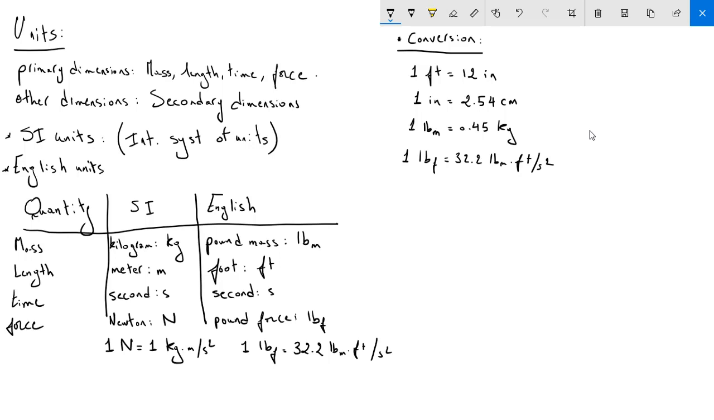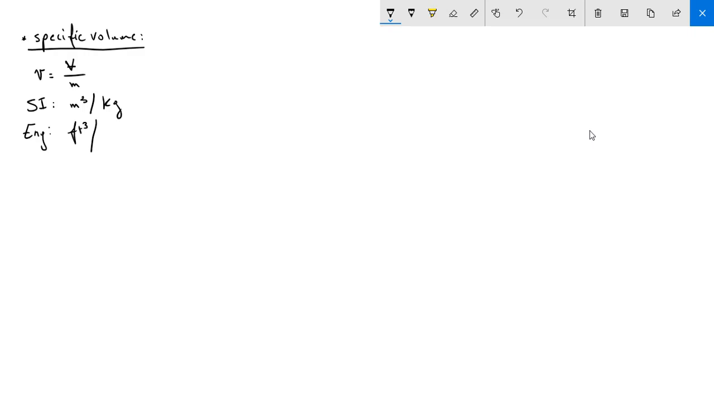We will now talk about the units of the specific volume. The specific volume, as we knew before, is the volume over mass. So in SI, it will be in meter cube per kilogram. However, in English system, it will be in feet cube per pound mass, or sometimes inch cube over pound mass.